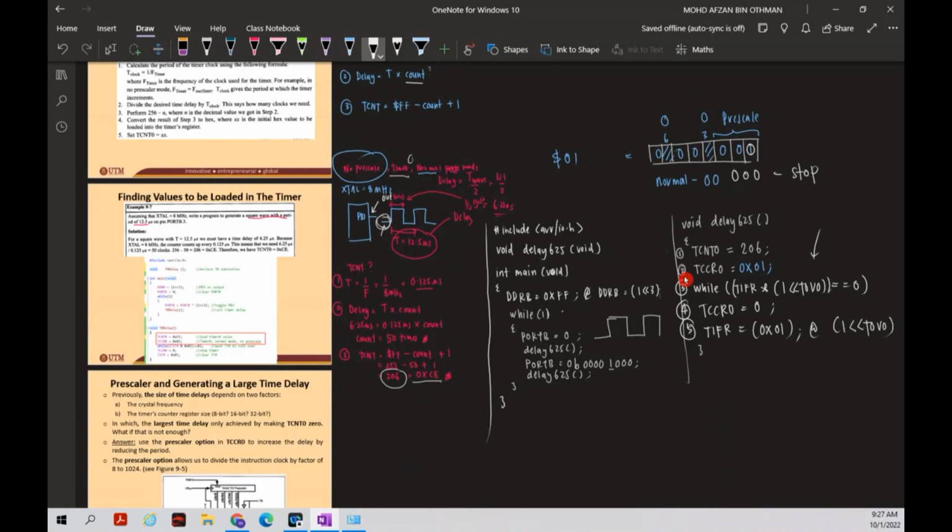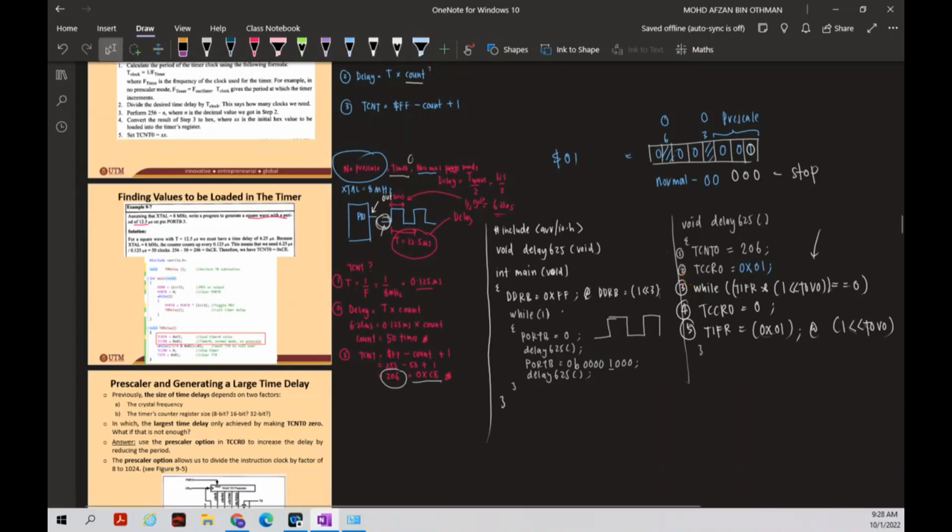Either way. So this one, if you use this value here, you need to know the location of your TOV0. If you do this bit shifting, there is no need to know the location of the TOV0, but you need to know the name of the bits, either TOV0, TOV1, TOV2, or OCR1, etc.